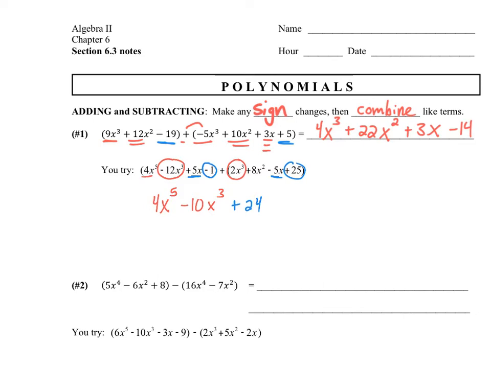So we have 4x to the fifth. Whoops, and actually I missed something here. We still have a 24, but I totally missed the 8x squared. So we have a positive 8x squared that I forgot about. So we end up with 4x to the fifth minus 10x to the third, plus 8x squared plus 24. Okay, so this is pretty much just combining like terms when we're adding.